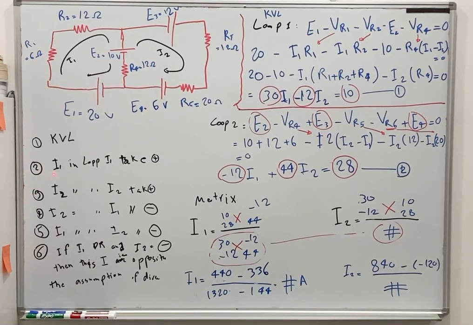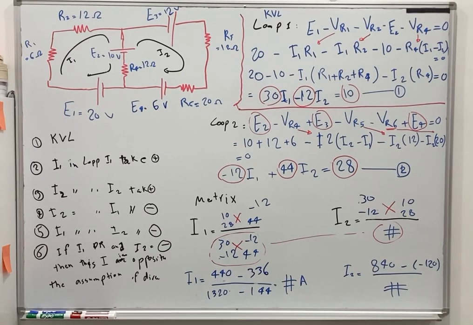Second, I1 in loop I1 takes positive. Whenever you see I1 here, there are two parts in this diagram, so you will do it for loop 1 and for loop 2. Whenever you are solving for loop 1, I1 is always positive, and I2, see this one, will be negative. And it's reversed here.